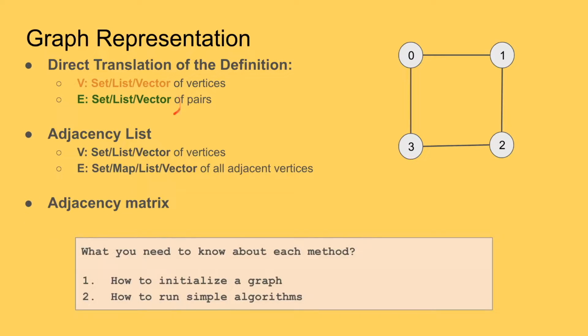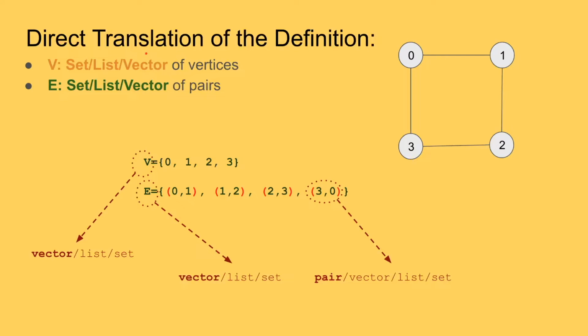Now, before I go through the details of each method, remember that what you want to take away from each method is to learn how to initialize a graph using each of these methods and data structures, and then how to run a simple algorithm. So this is what you want to take away from this talk. All right, the direct translation of the definition. So we said we have two sets.